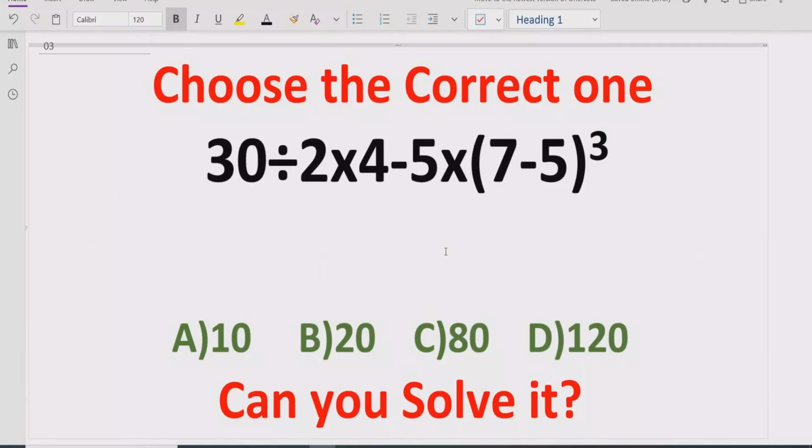In the answer list we have four answers. A is 10, B is 20, C is 80 and D is 120. So let's see after solving it which answer is correct.